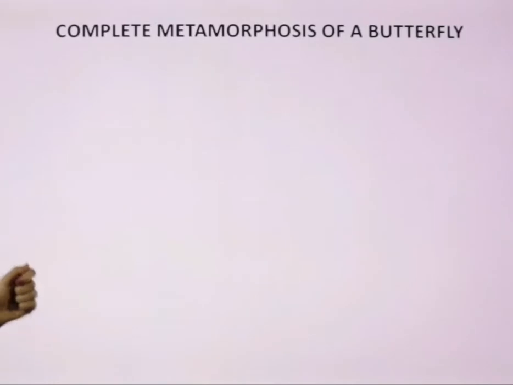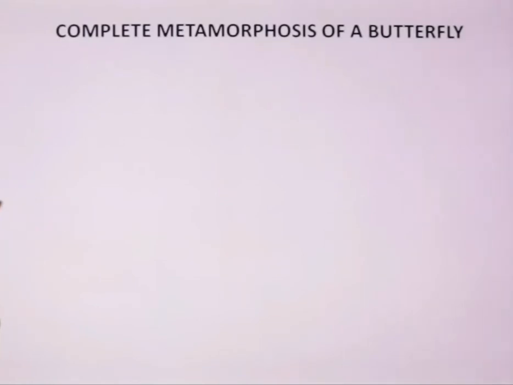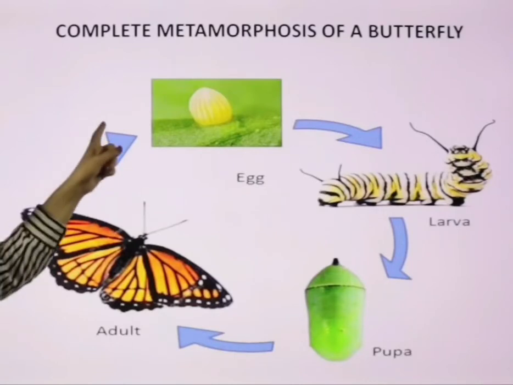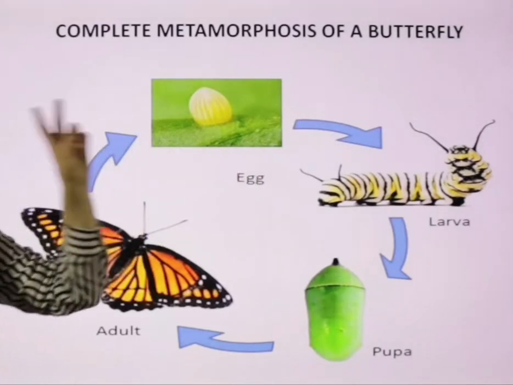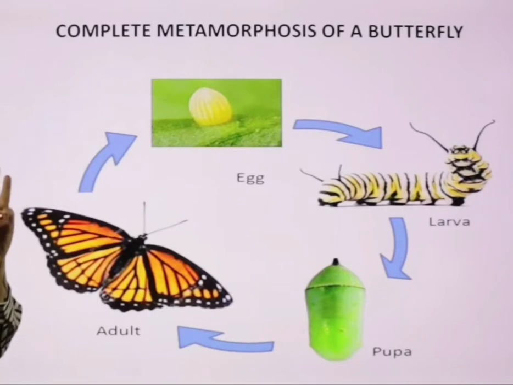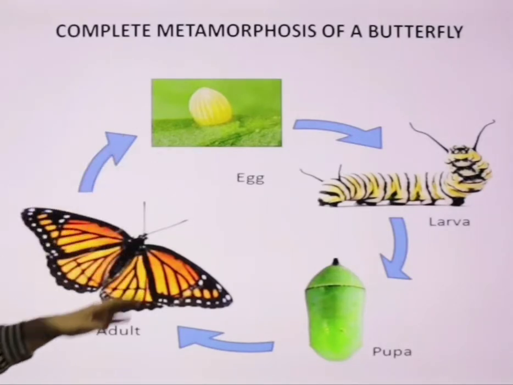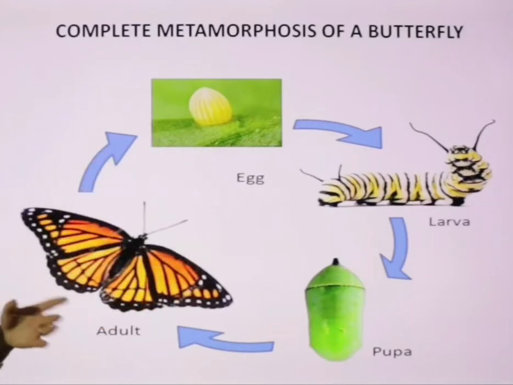Complete metamorphosis of butterfly. Let's dig deeper into complete metamorphosis. As we said, complete means 4 stages in the life cycle of the insect. The first stage is the egg. That's 1. You can count with me. The second stage is larva. The third stage is pupa. And the fourth stage is the adult butterfly. So these are 4 stages, and in each stage, the insect looks completely different.